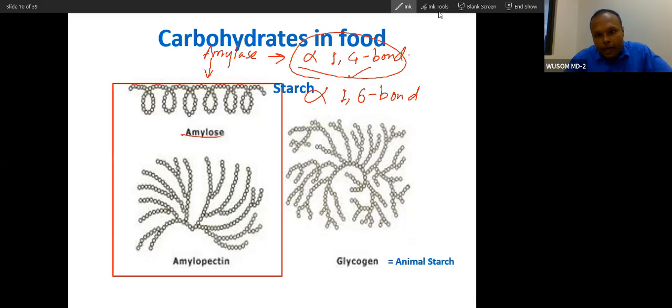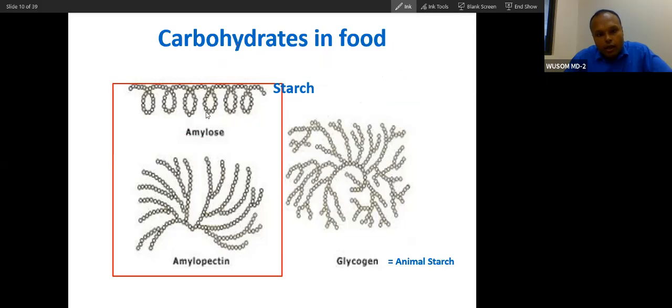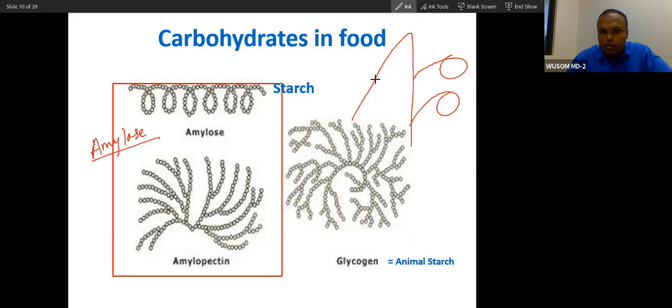But what about amylopectin? Amylase is not able to digest this completely. How do you remember this is amylopectin? I told you, just make an A, amylo, and draw a P like this. So this is A here, opposite A, and this is P here. Like that, you can remember amylopectin is a branch chain.